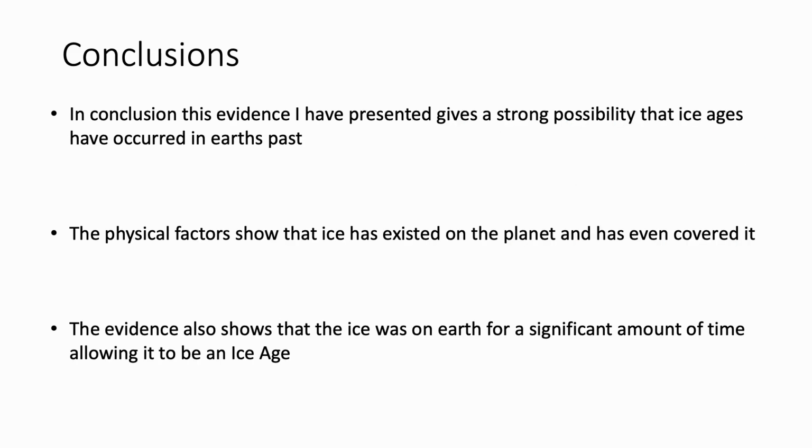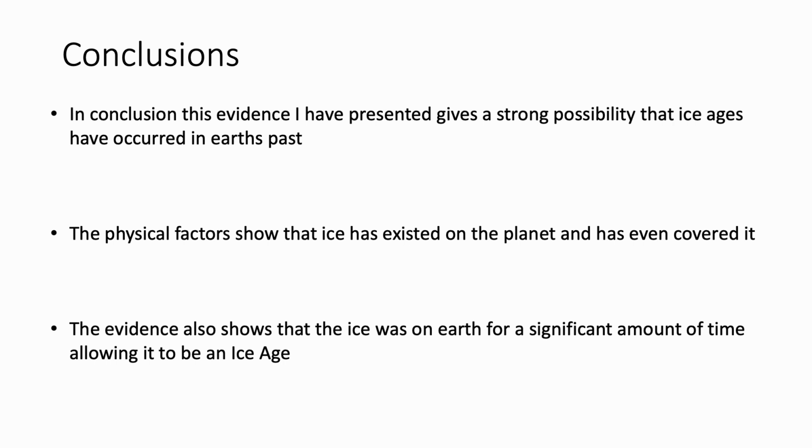In conclusion, the evidence I have presented gives a strong possibility that ice ages have occurred. The physical factors show that ice has existed on the planet, for example, corries, which are easy to spot and are left behind by huge glaciers. The physical evidence also shows us that the planet could have been covered in ice due to erratics being very far away from their original geologically correct position.